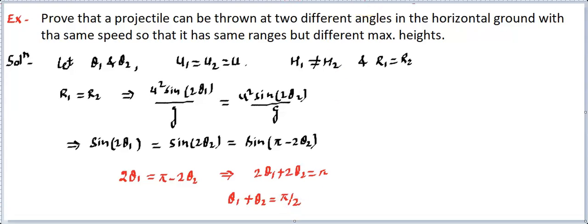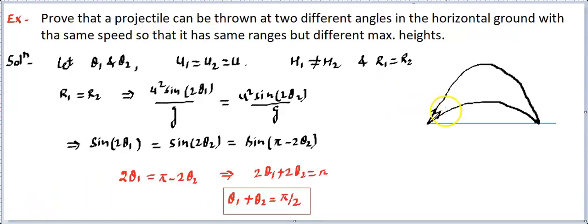Again, this becomes a result that we can keep in mind for projectile motion on horizontal ground. We are considering two angles which can be different, and still we will achieve the same range. Why do they have to be different? Because we want the heights to be different, and for the heights to be different, the angles have to be different. So that's how it gets proved. Yes, this is feasible, and the relation is that theta 1 plus theta 2 must be equal to 90 degrees.